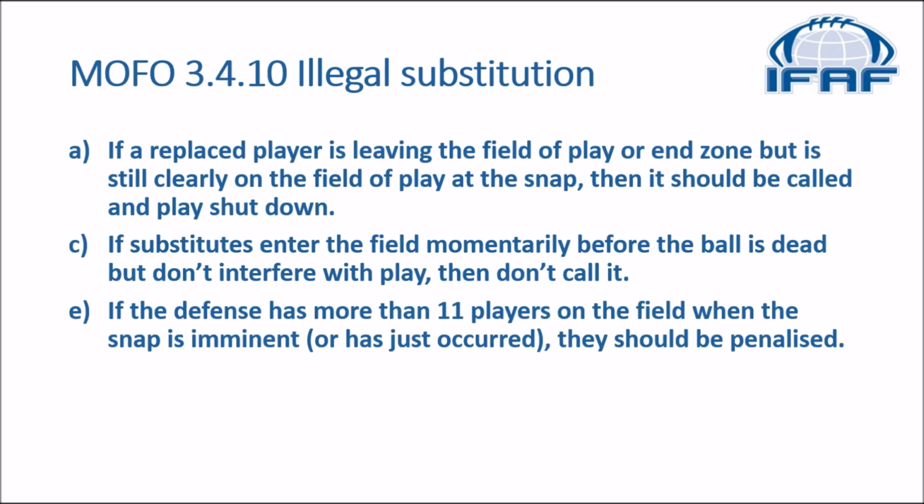In the MOFO, we go to 3410, where A says, if a replaced player is leaving the field of play or end zone, but is still clearly on the field of play at the snap, then it should be called and play shut down. C, if substitutes enter the field momentarily before the ball is dead, but don't interfere with play, then don't call it. And finally E, if the defense has more than 11 players on the field when the snap is imminent or has just occurred, they should be penalized. And that was the theory. Now let's have a look at some game film.